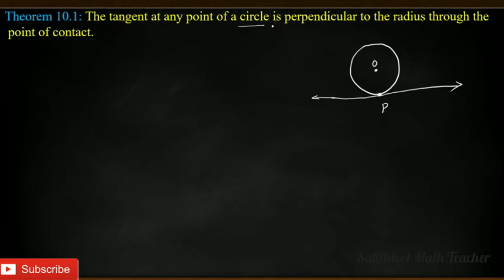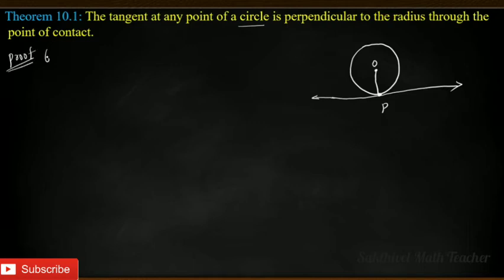We have to say the tangent at the point of a circle is perpendicular to the radius through the point of contact. So the point is there now. When you draw one line to the point of contact, it is making 90 degrees. So we need to prove that. Let's go. Before that, what are the things that they have given?